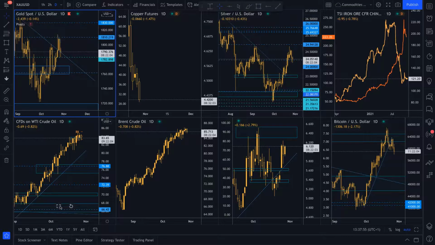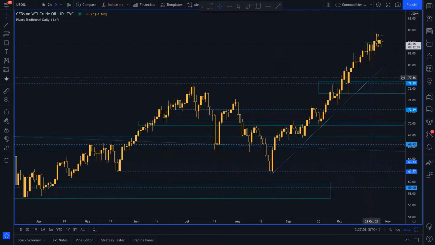are expecting medium-term buyers. So any retracement back down to 77, 78 remains suitable for buying. Any retracements back down to 77, 78 remain suitable for buying. So do keep that in mind.